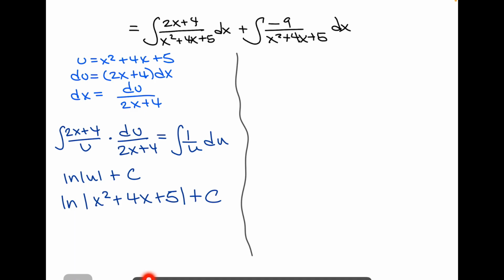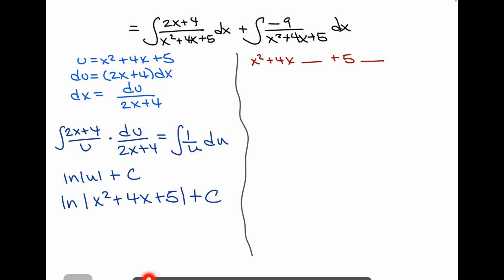Now the integral on the right, because we don't have an x in the numerator, we have a minus 9 or a constant in the numerator, I'm going to see if I can get this to fit into my arctan pattern. This reminds me of the previous example where I do have an x squared and a constant in the denominator, but we also have this middle, this 4x term. So we're going to use the method of completing the square to try to manipulate this denominator so it fits into that arctan pattern.